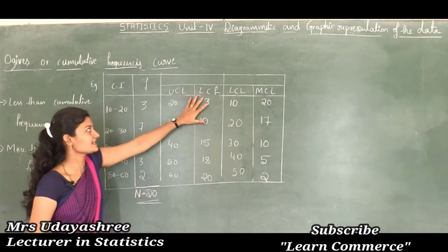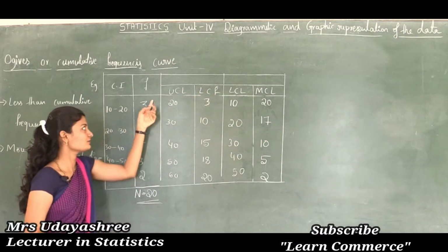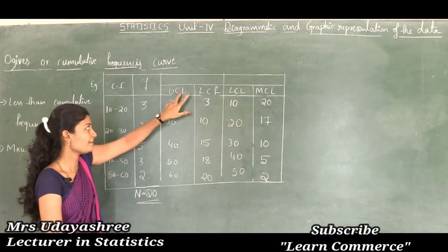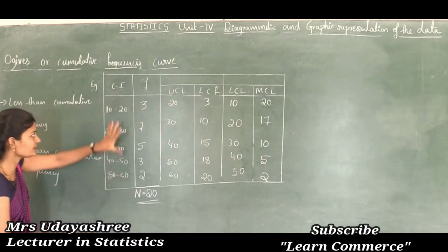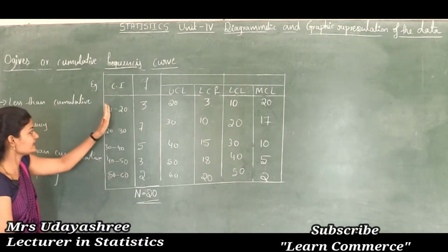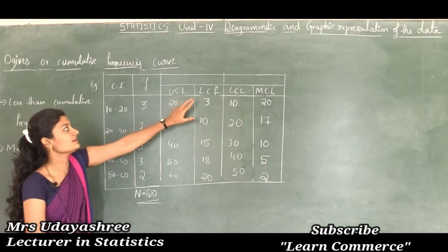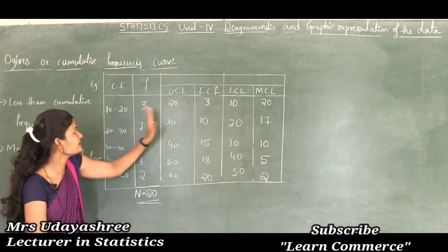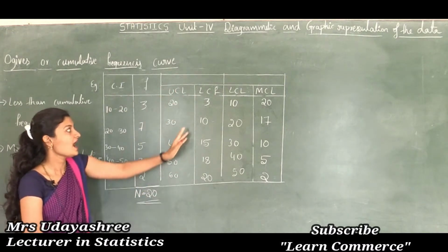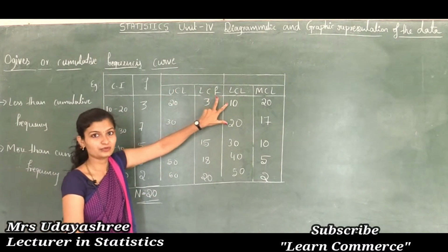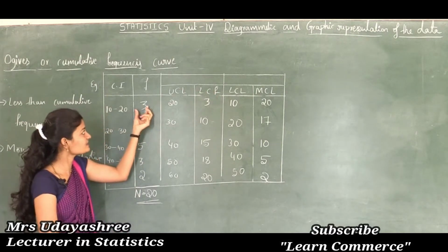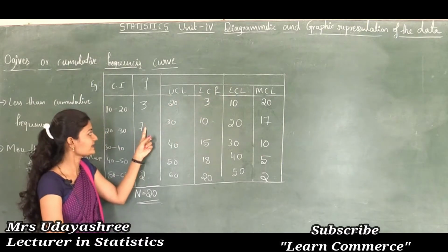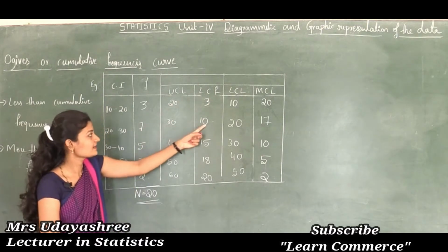So how to construct the less than cumulative frequency, students? First we need to write this: the less than cumulative frequency against the upper class limit. In this class interval these are upper class limits and these are lower class limits. So we need to write the upper class limit as it is here. After that, we write the first class frequency as it is here, and for this we add the second class frequency like this.